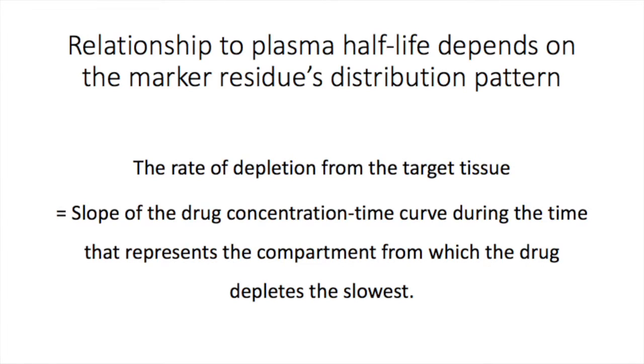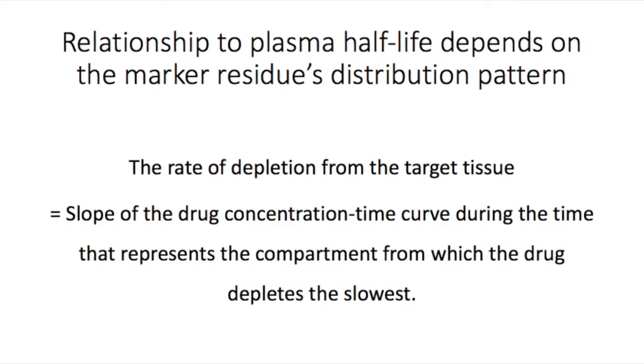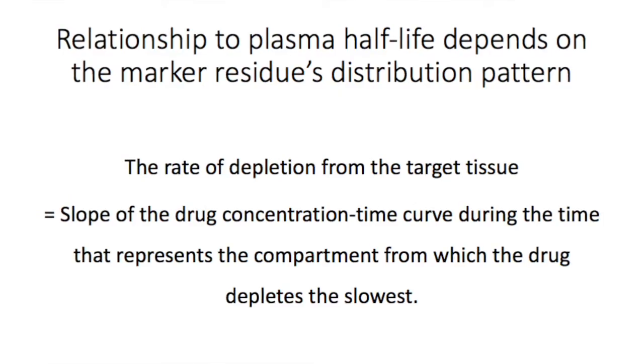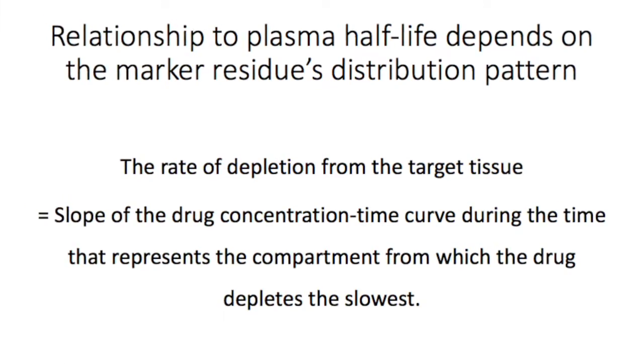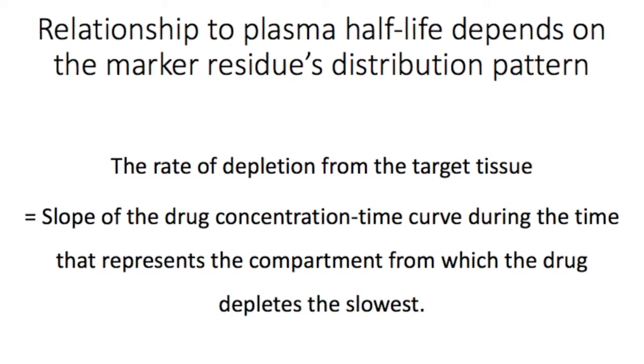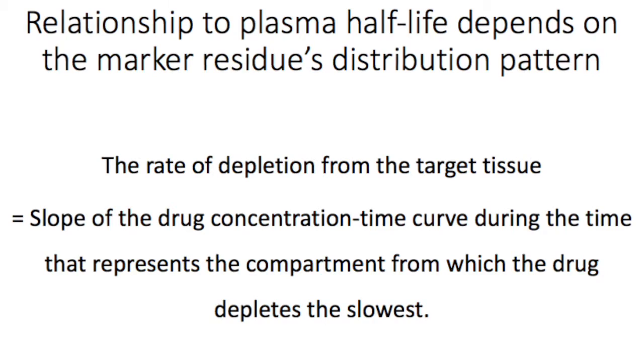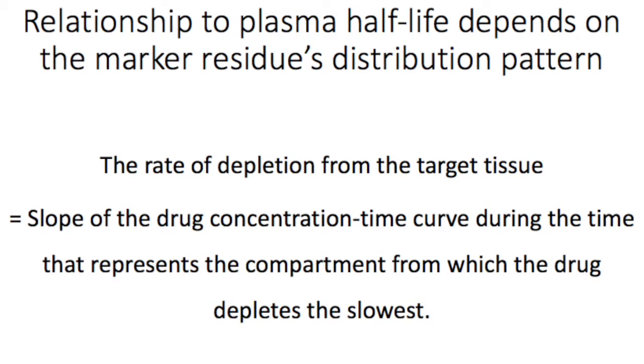In this lecture, we will discuss the rate of depletion of a drug or one of its marker residues from the target tissue, or what we call the tissue half-life. The relationship between the tissue half-life and the plasma half-life of the marker residue is dependent on the drug's distribution pattern. When we consider drug residues, we are interested in the slope of the concentration time curve that represents the compartment from which the compound depletes the slowest from the body.